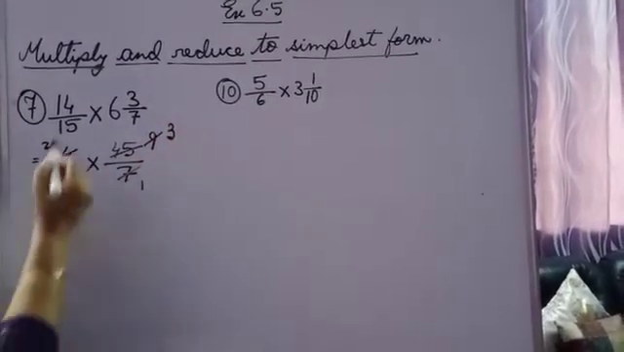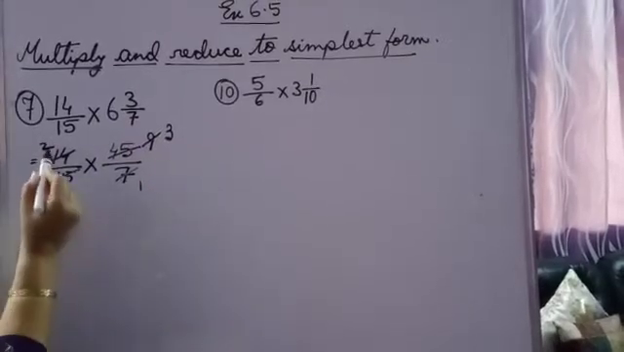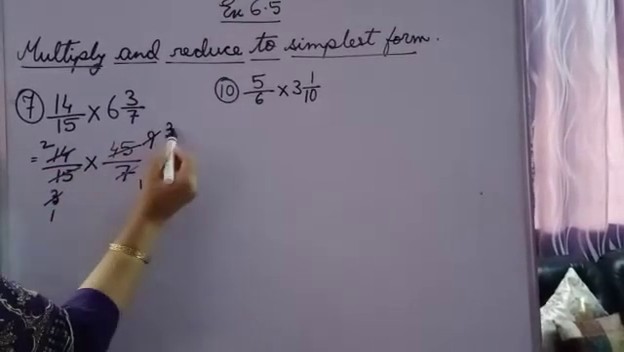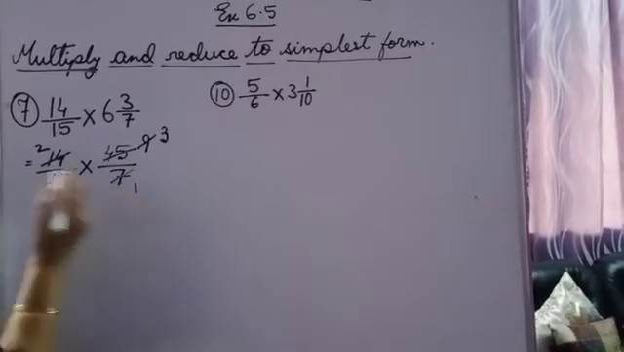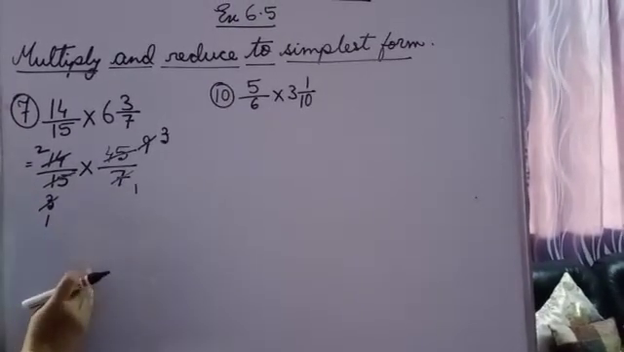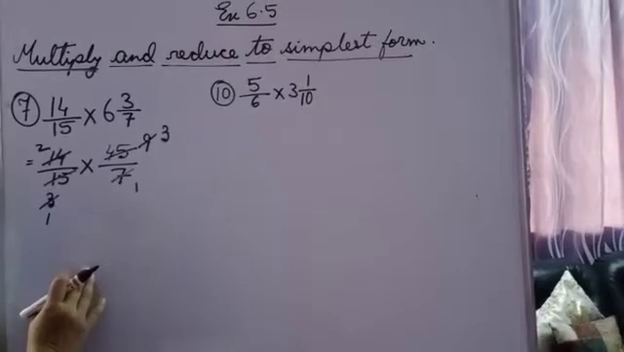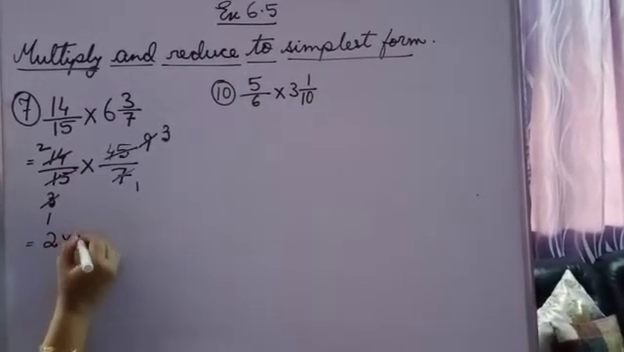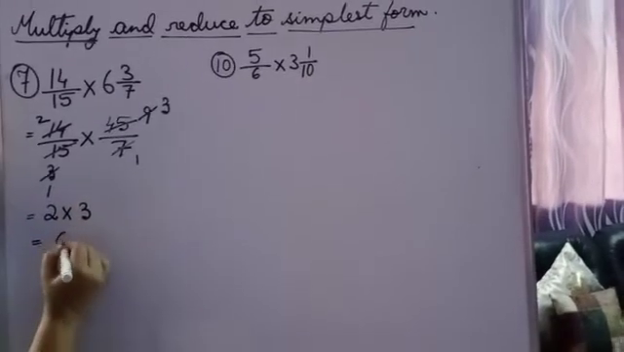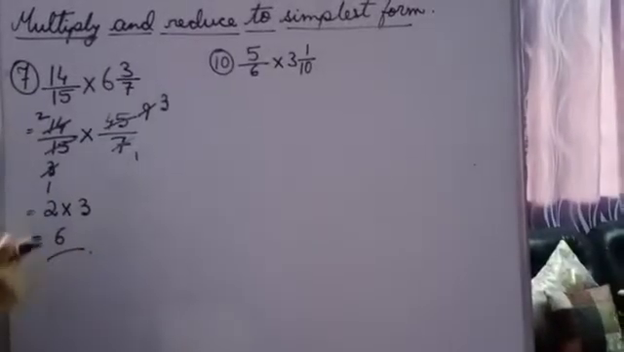Now what is left out here in this whole sum? 2 into 3 and here in the denominator 1 into 1. When 1 is the denominator, it has got no value. So what is left out here in this sum? 2 into 3, that equals 6. So this is the answer.